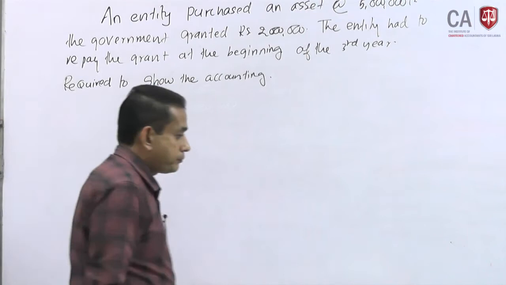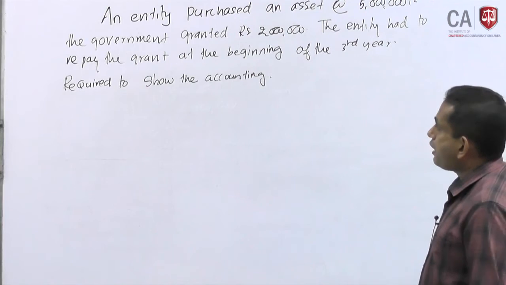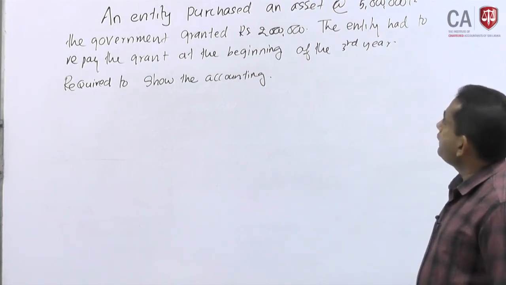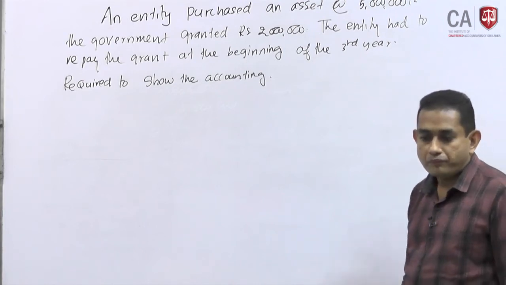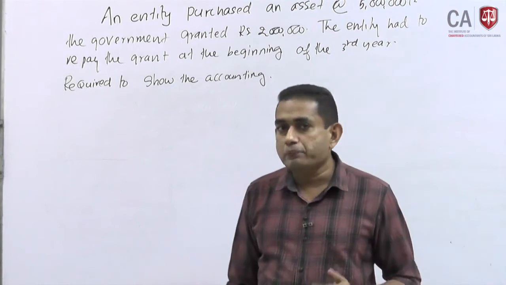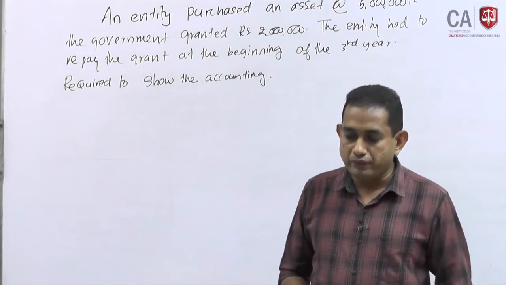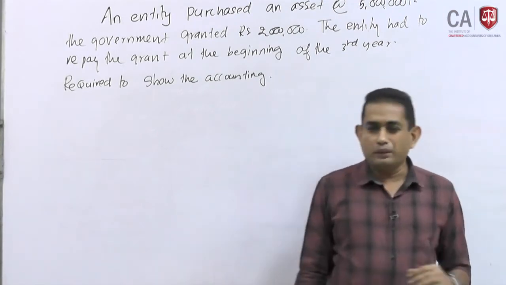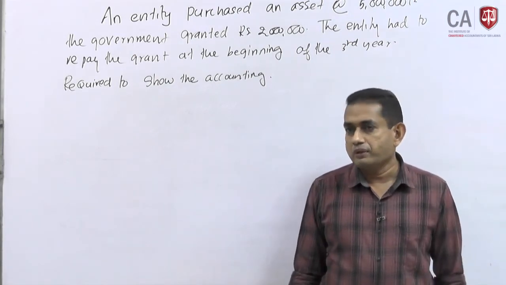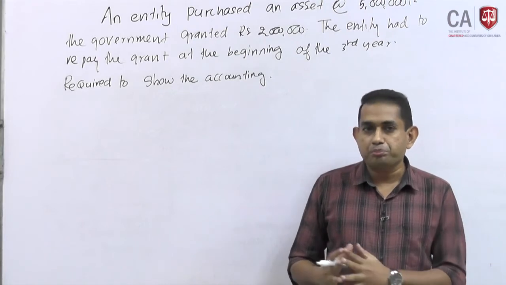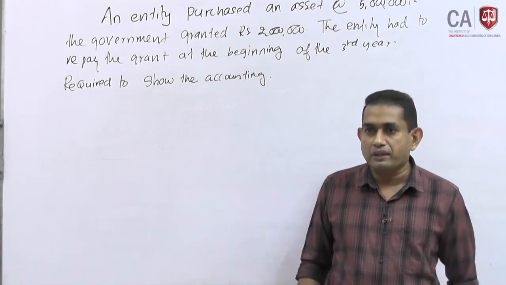A simple question. An entity purchased an asset at 5 million rupees, and the government granted 2 million rupees. The entity had to repay the grant at the beginning of the third year. Show the accounting. I have not specified the type of accounting they have adopted, so let me take both to explain everything comprehensively. The capital approach is very simple, and I need not explain that again with another illustration. Let me explain the revenue approach in detail using this particular example.